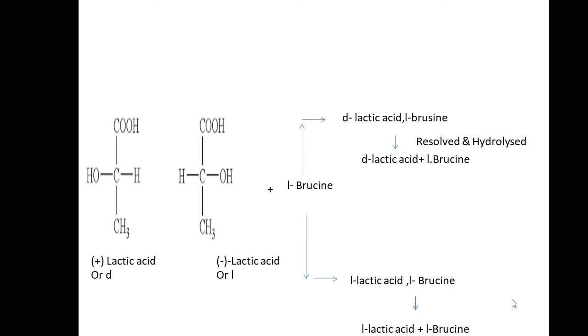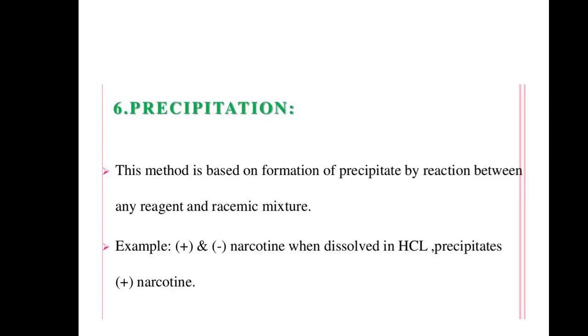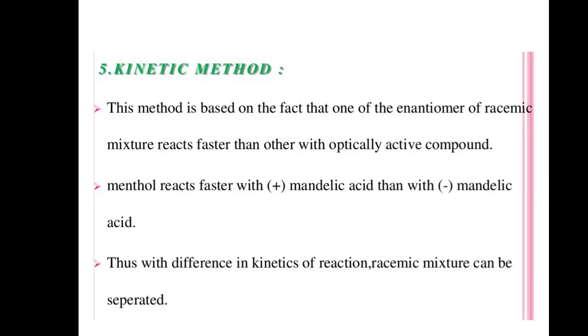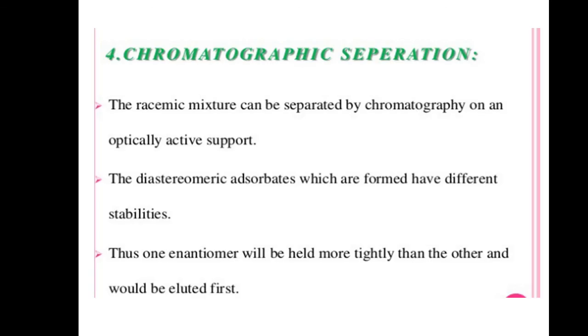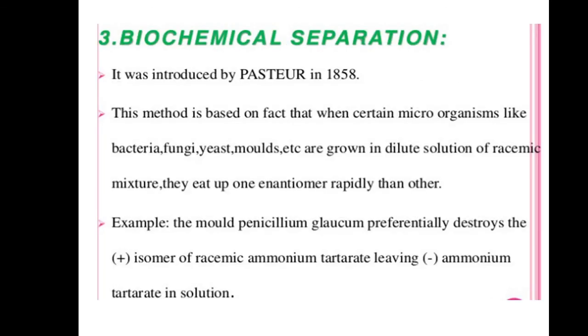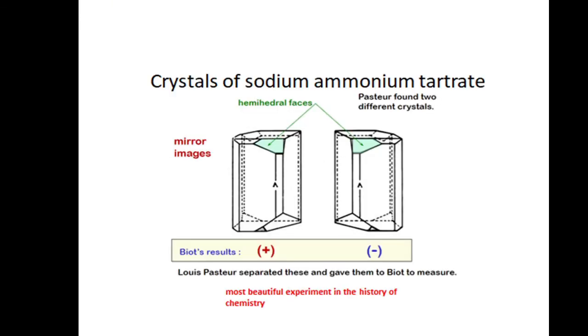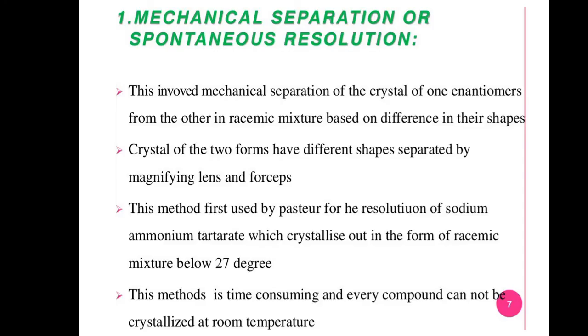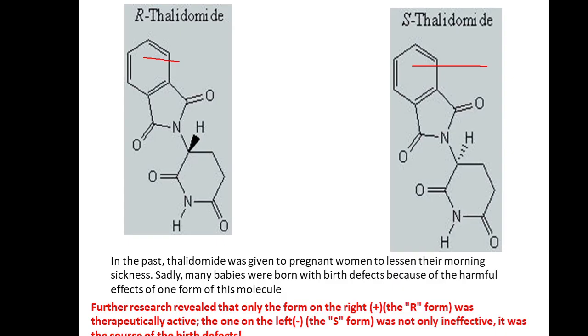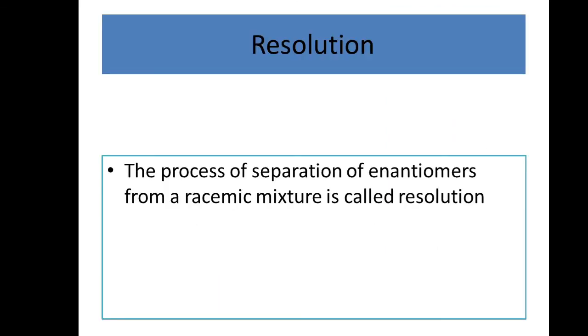So these are the different methods used for the separation of racemic mixture: diastereomer, precipitation, kinetic method, chromatographic separation, biochemical separation, preferential crystallization by inoculation, and mechanical separation. So these are all about resolution.